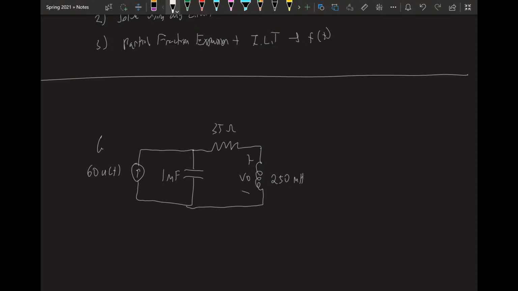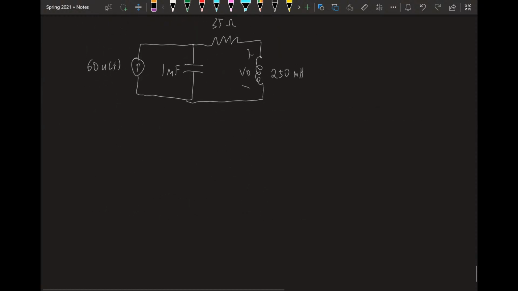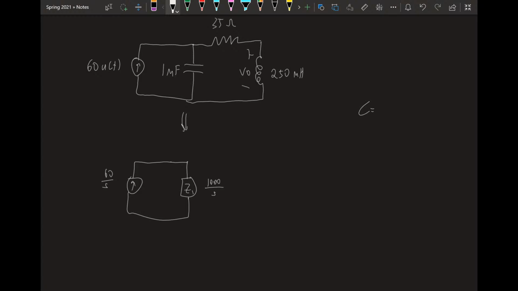Your table should tell you that a step function goes to 1 over s. So that's where I'm going to get that from. So this source is going to convert to 60 over s. Note that none of these have initial conditions. Let's assume they're all 0, so I'm not going to draw any initial condition sources. There's some impedance over here. The impedance is 1000 over s, coming from the capacitance: the impedance equals 1 over sC, and C was 0.001, so 1 over 0.001 is 1000 over s.